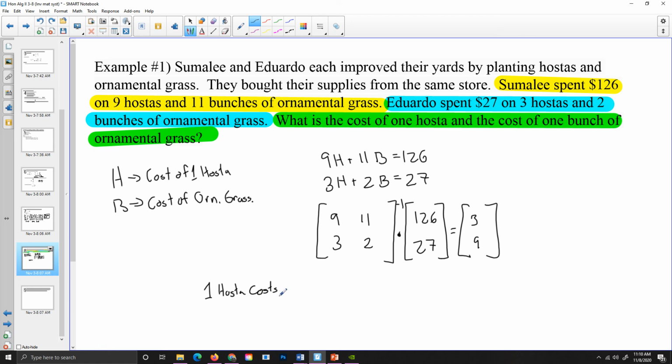and so our final answer is 1 hosta costs $3, and 1 bunch of ornamental grass costs $9. And that is it.